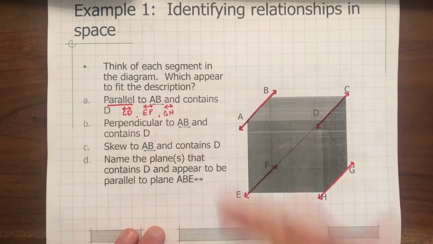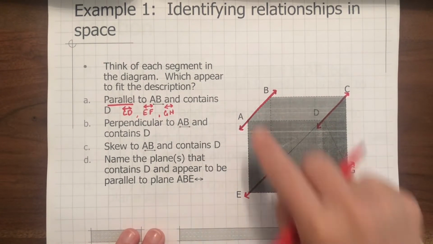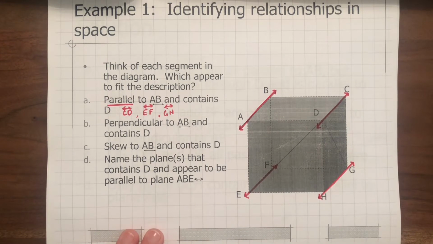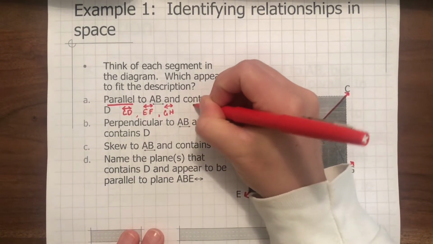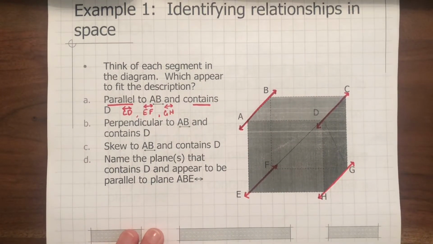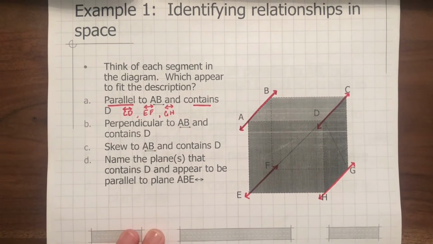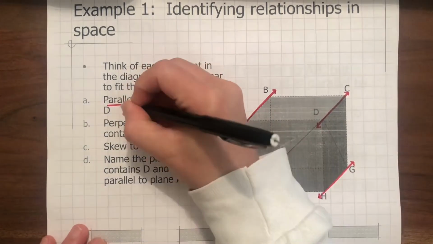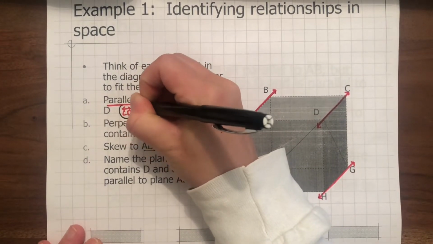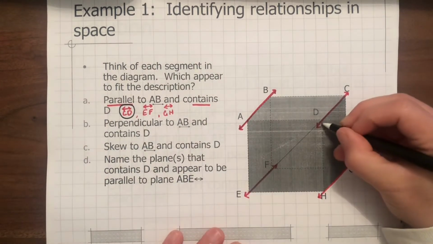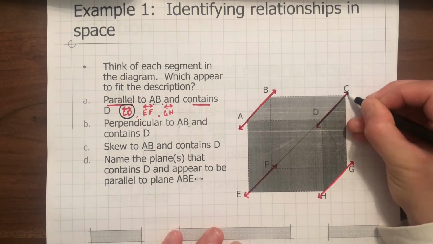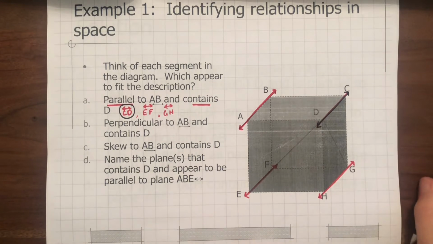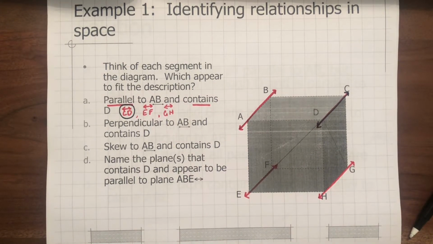Now, they give us two parts to this. It says it's parallel to AB, so we identified all three of the lines that are parallel to AB. And now we need to say it contains D. So which one of these line segments would contain D? Well, it's this one, the only one with a D in it. So CD. So this would be our answer. Line segment CD is parallel to AB, and that's the only one that fits that description.